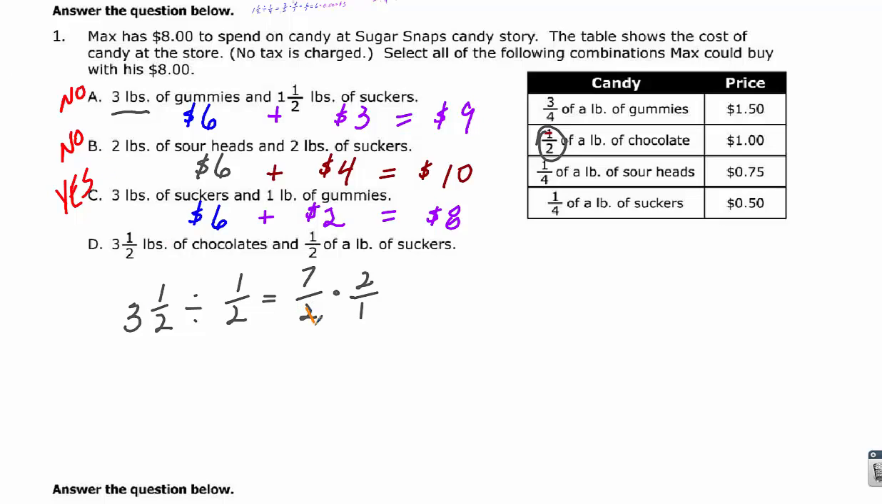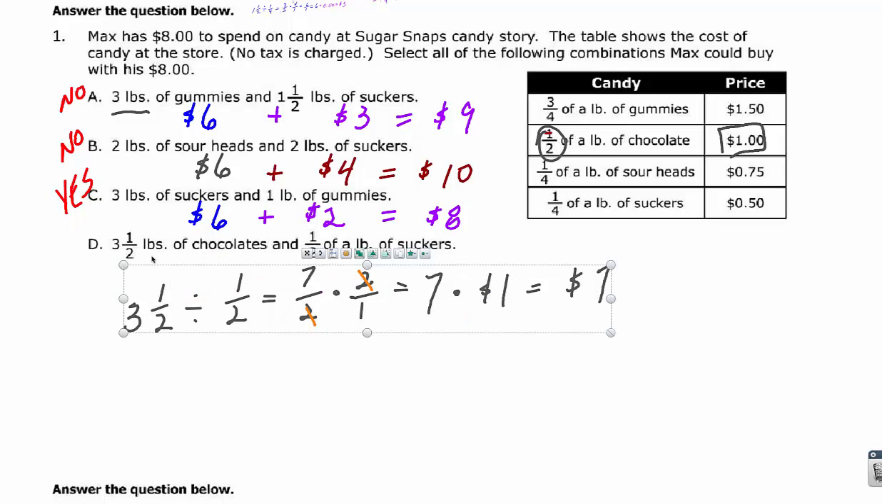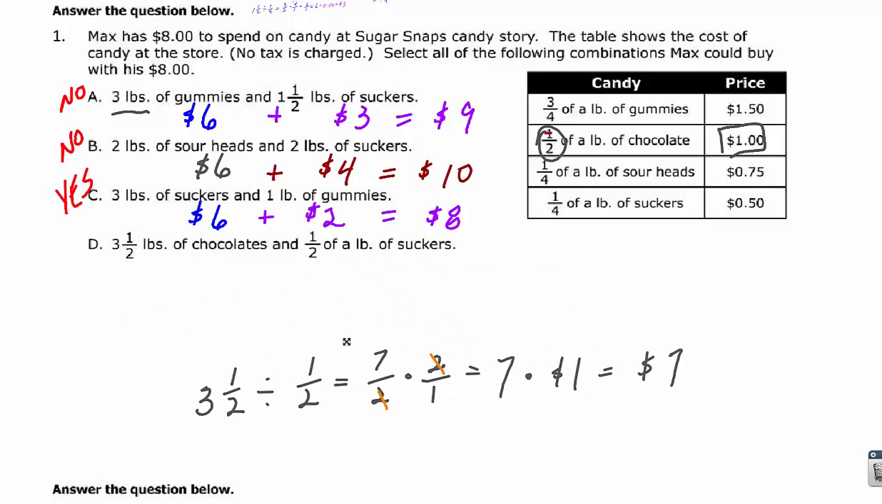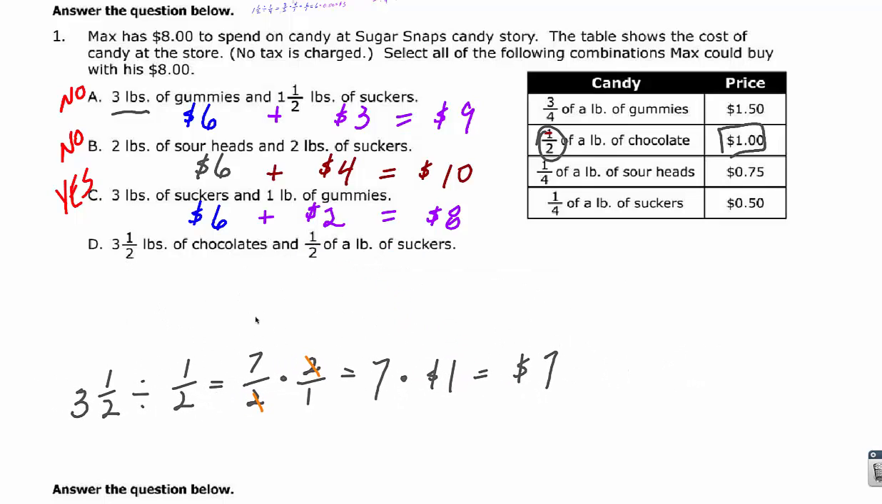We can do some canceling. Those cancel out. We're left with 7 over 1, which is 7, times the chocolate is sold $1 each one. So there's $7 worth of chocolate. Move this out of the way so we can write in that $7 worth of chocolate. So the chocolate is $7.